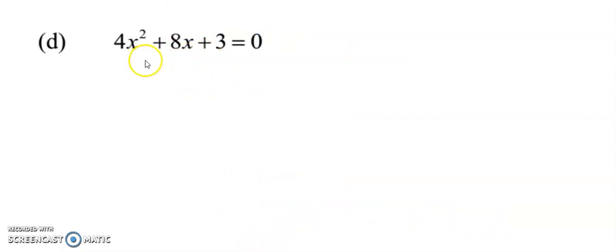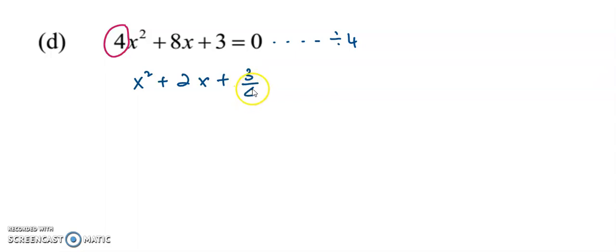For this example, in order to use completing the square, you must be alert to the coefficient of the x squared. We must always make sure the coefficient of the x squared is 1. So how do we make it 1? You divide all the terms by 4. So first term divided by 4, you have x squared plus 2x plus 3 over 4 equals to 0 divided by 4. You still will have 0. And now you can start by completing the square.